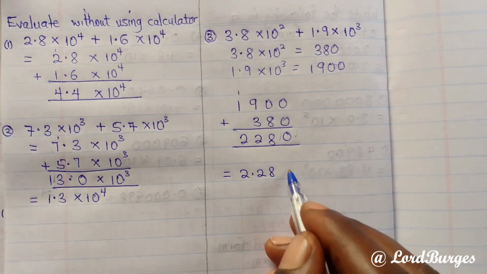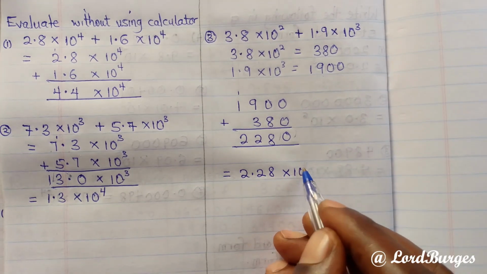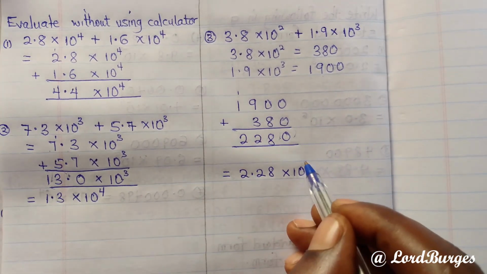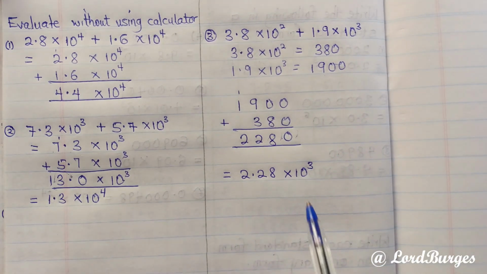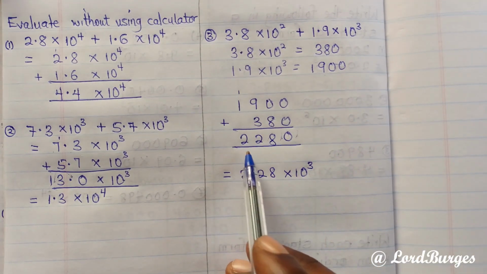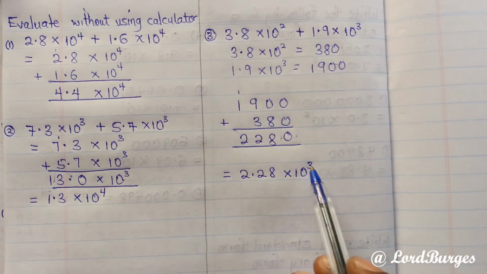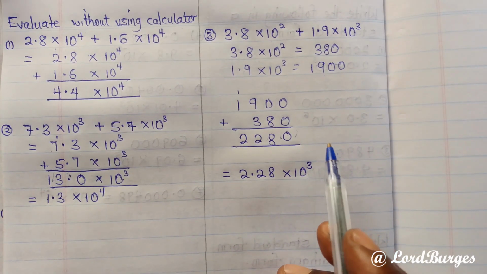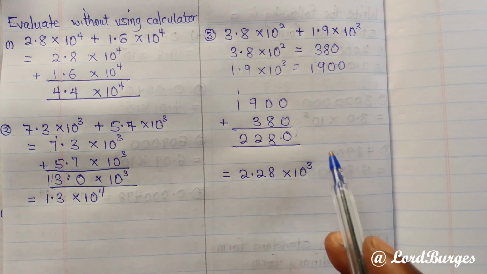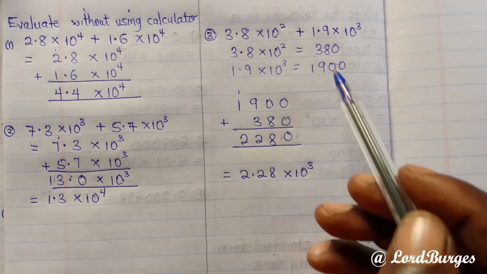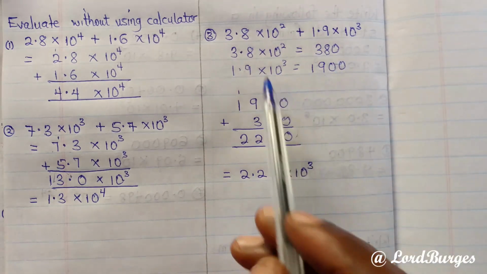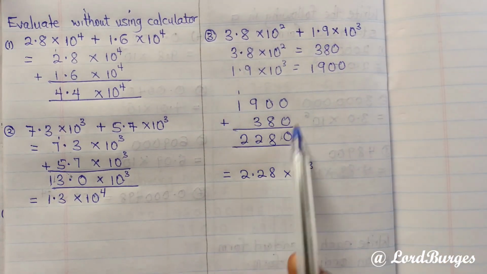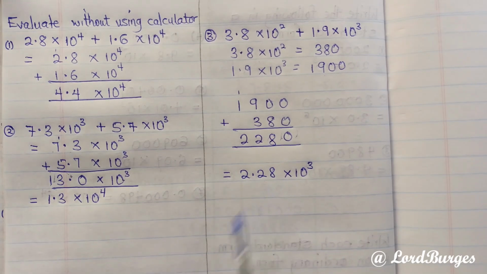Therefore, I would be having 2.28 times 10 raised to the power 3. I came from the positive side, that is from the right, so the power remains positive. So when you have addition of standard form where the powers are different, change them to ordinary forms first, add them, then change it back to standard form.